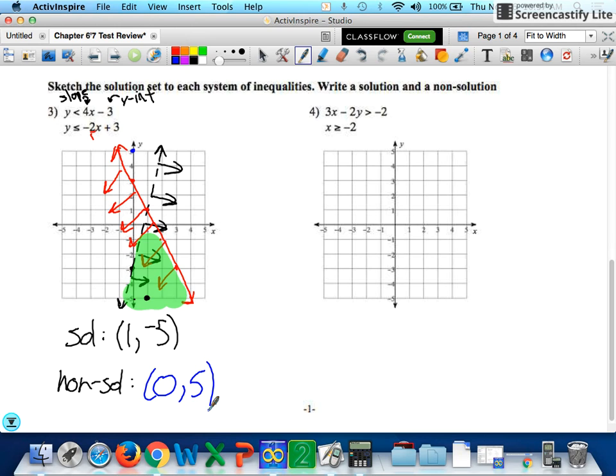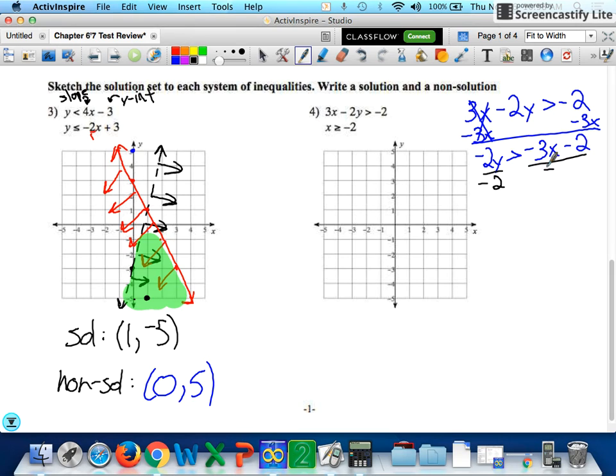Number 4 is very similar to what we did on number 2. We want to graph it still, but we can't yet because this is not solved for y. So our inequality is 3x minus 2y is greater than -2, and we want y by itself. So I subtract 3x, subtract 3x. I have -2y is greater than, I go ahead and write the -3x in front. I'm just used to it being that way. So -3x minus 2. My final step, I've got to divide by -2 on both sides.